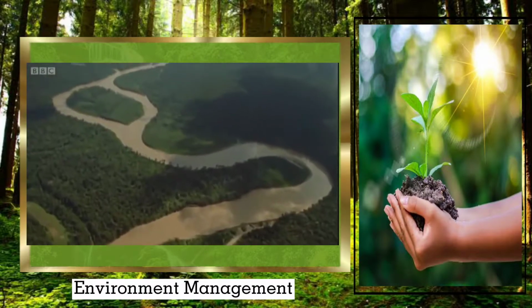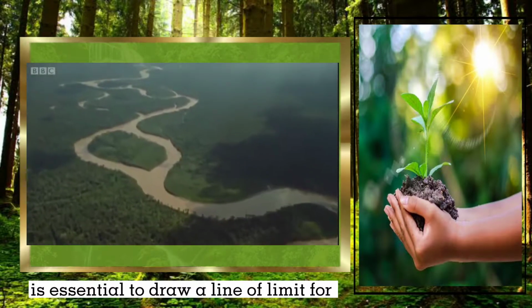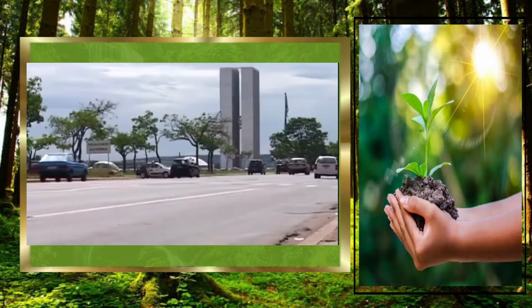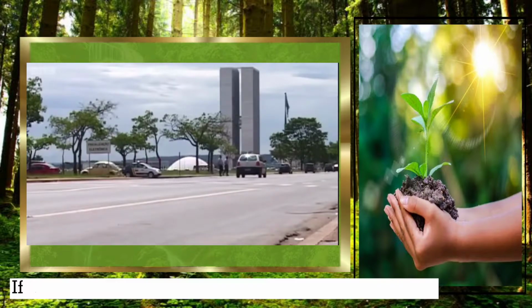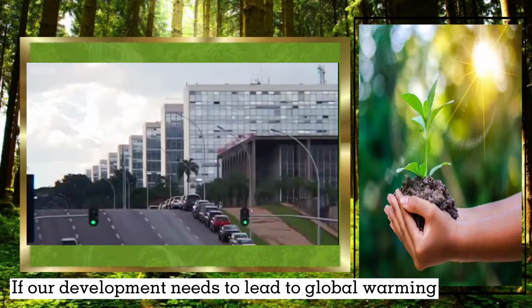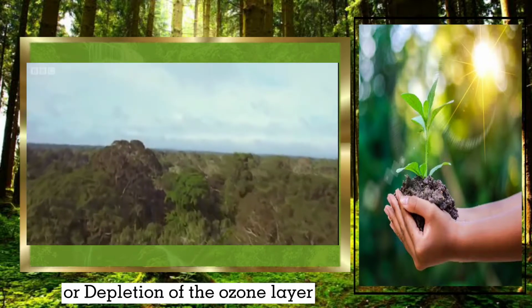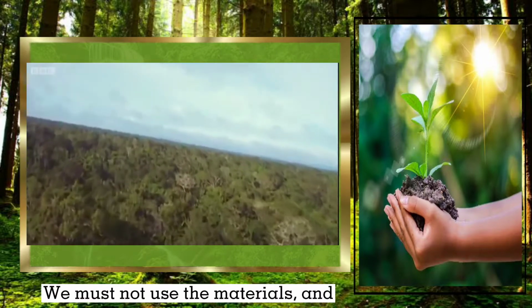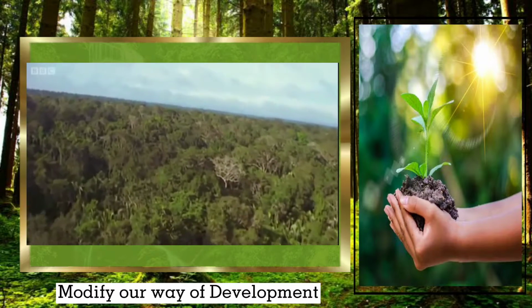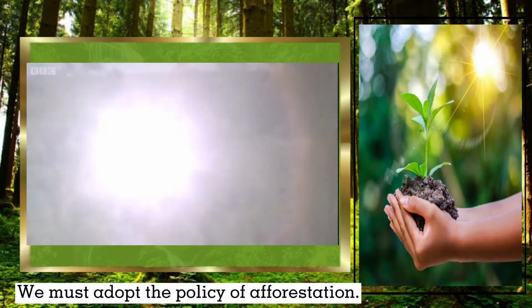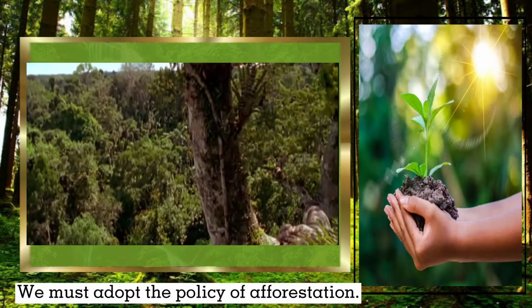So next is to decide the limiting line between environment and development. Environmental management is essential to draw a line of limit for development and environment. Just like, for example, if our development leads to global warming or depletion of the ozone layer, then we must not use those materials and must modify our ways of development. And we must adopt the policy of afforestation.